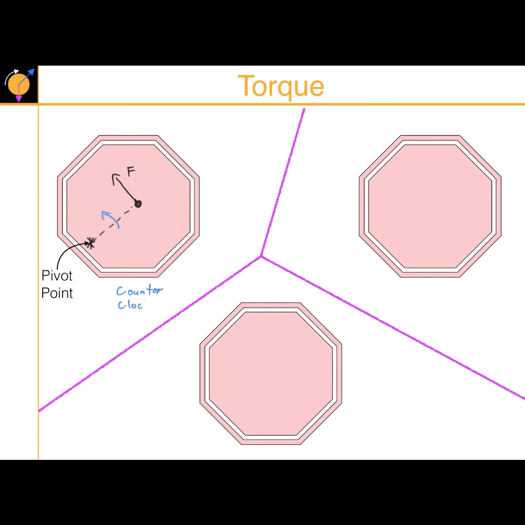Counterclockwise, which I will usually represent with CCW. And if, instead of exerting the force there, I exert the force at the same location but in the opposite direction, then it would rotate in the other direction, and that would be clockwise, which I will represent with CW.